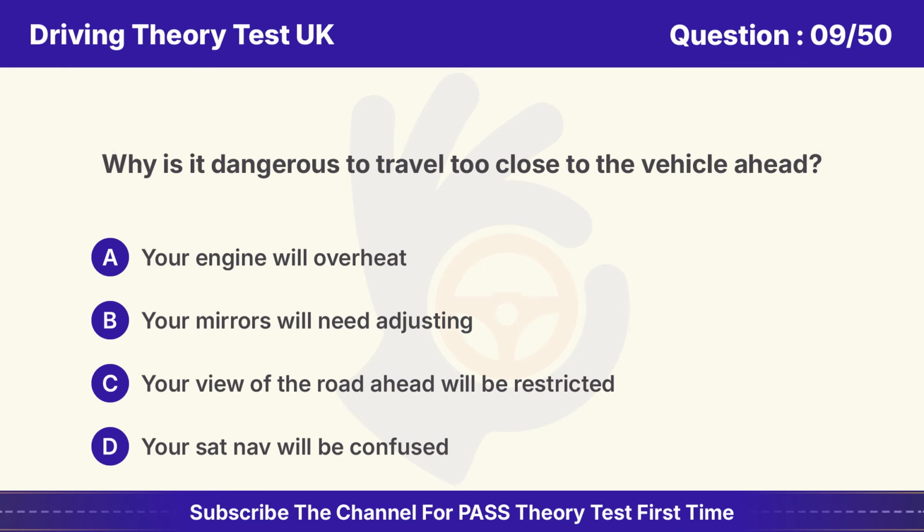Question 9. Why is it dangerous to travel too close to the vehicle ahead? Option A. Your engine will overheat. B. Your mirrors will need adjusting. C. Your view of the road ahead will be restricted. D. Your sat-nav will be confused.